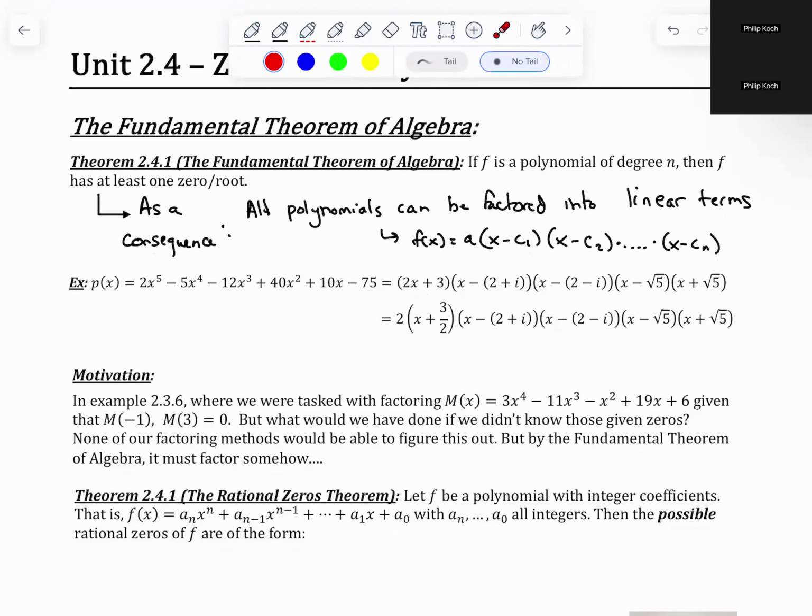So in the previous section, I gave you this function, m of x equals 3x to the fourth minus 11x cubed minus x squared plus 19x plus 6. And we were given the fact that m of -1 and m of 3 were equal to 0. But how would we have factored that if we weren't given that information? The fundamental theorem of algebra says that it can be factored somehow, but how? And as we said, Galois has shown us that there is no quartic formula, there is no quintic formula, so there must be some way to do it.